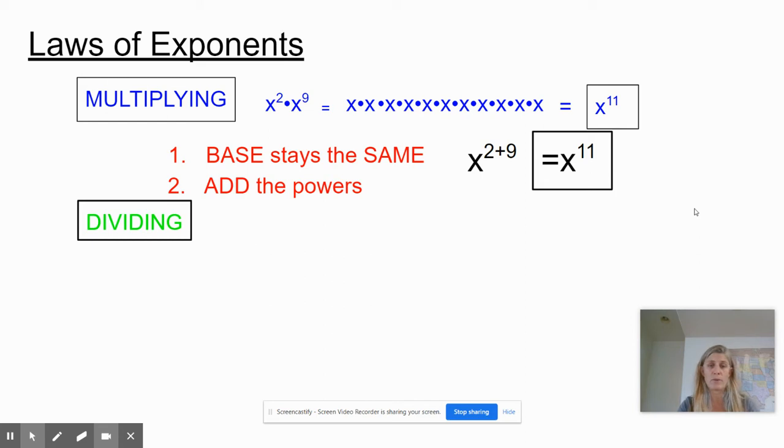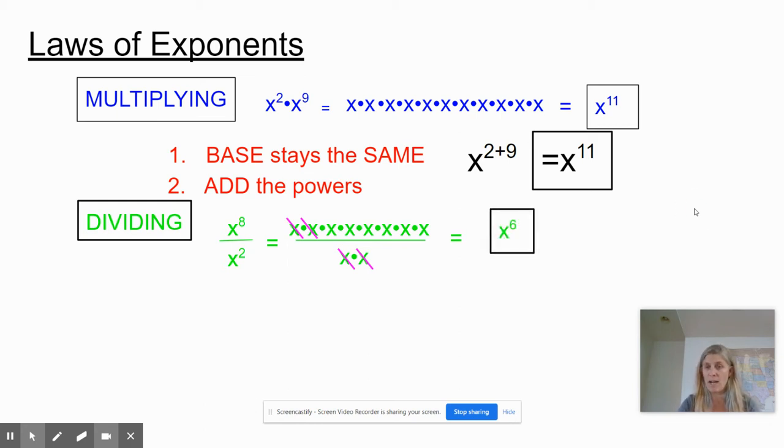Now, we're going to look at dividing, which, as we know, looks like a fraction. And this is where we played battle. So if we have x to the 8th divided by x squared, we would normally expand that out with 8 x's up top. x times x times x times x times x times x times x times x. And we would have that over our denominator, which is x times x. We then crossed off the same exact number of x's on the top and the bottom. We then counted how many we have left, and we have x to the 6th power for our answer.